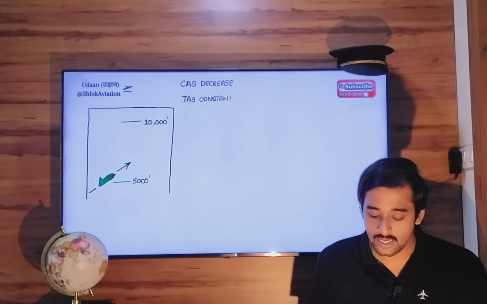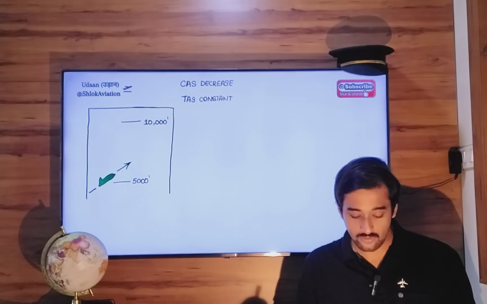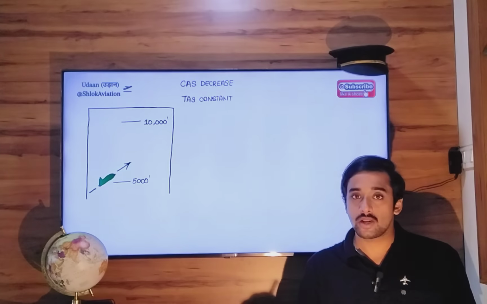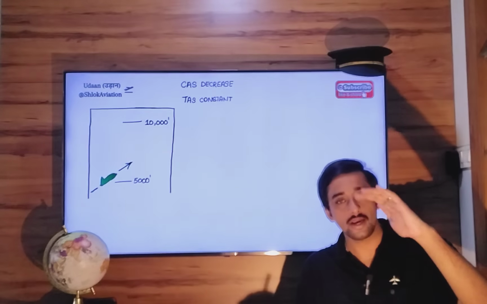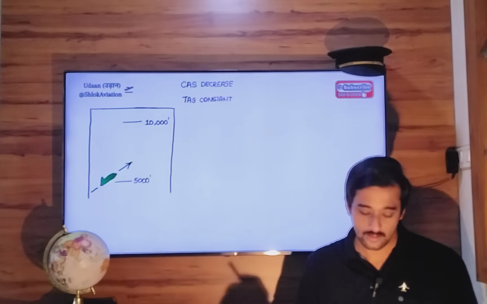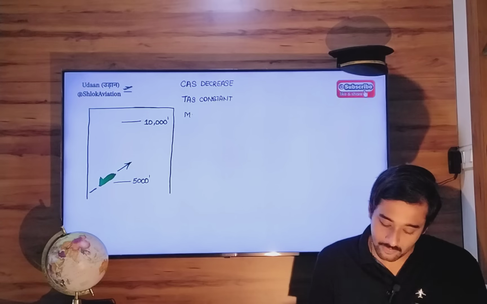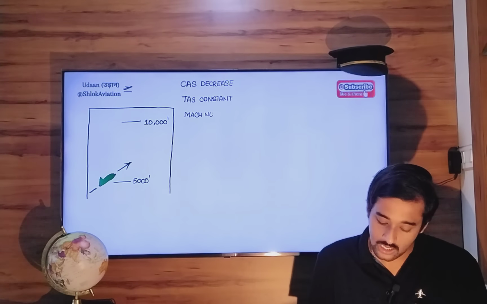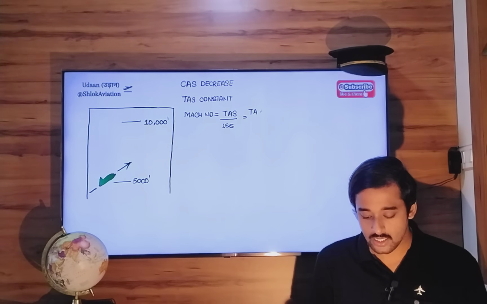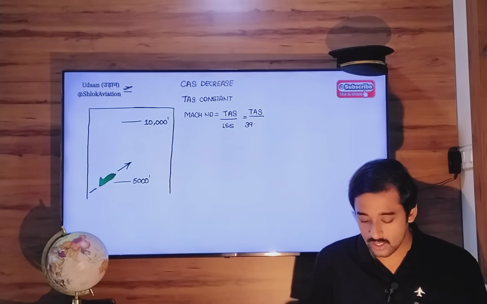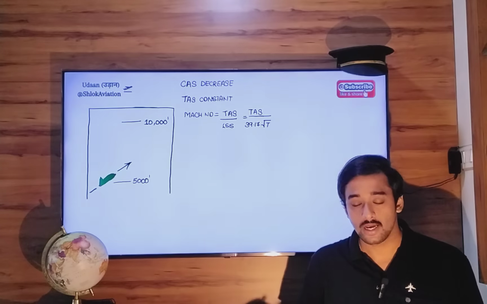If you deliberately increase the true airspeed of your aircraft, the calibrated airspeed will also increase and remain constant. But if you fly at a constant true airspeed, calibrated airspeed is bound to fall. Now what will happen to Mach number? Mach number is nothing but true airspeed divided by local speed of sound. Local speed of sound is equal to 39.17 times the square root of temperature in Kelvin. So it is directly proportional to temperature, right?